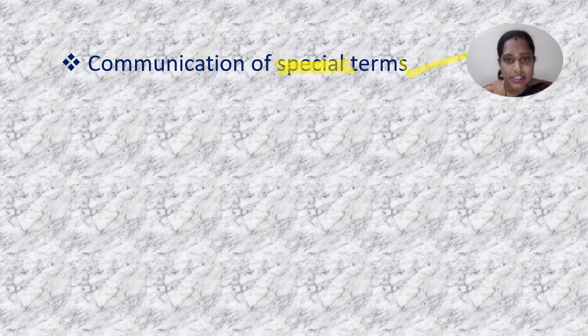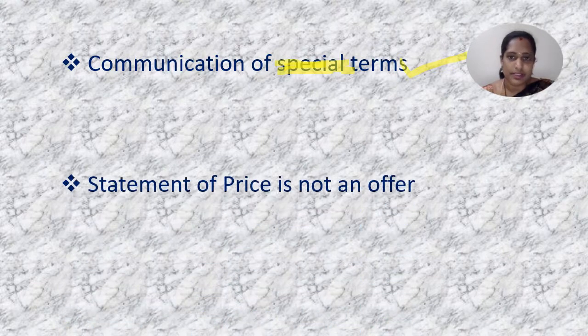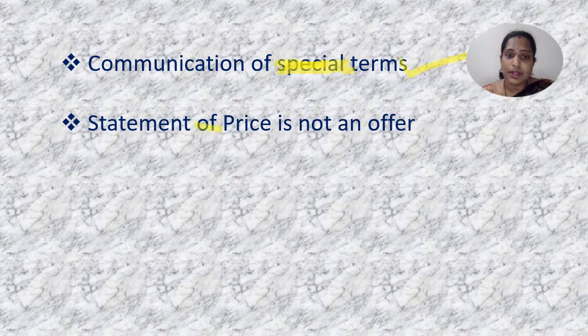So if there is any special terms in an offer, it has to be communicated to the offeree. And next, when you check it out, the other essential, statement of price is not an offer. Please be very clear with this. Statement of price is not an offer.